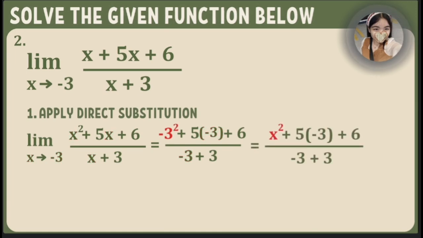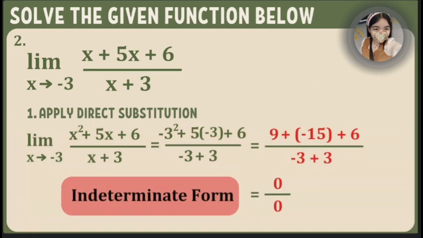Negative 3 squared can be expressed as negative 3 times negative 3, giving us a positive 9. 5 times negative 3 is negative 15. Now, we can simplify this. 9 plus negative 15 plus 6 is equal to 0, and negative 3 plus 3 is also equal to 0. Now, this is an indeterminate form. Therefore, our second step is to factor the numerator.